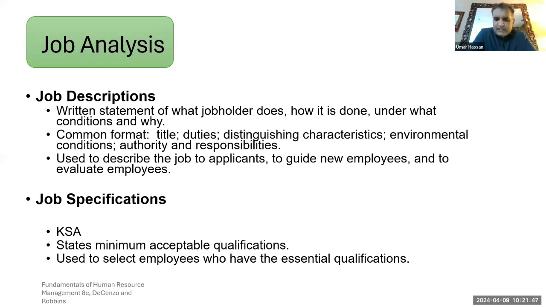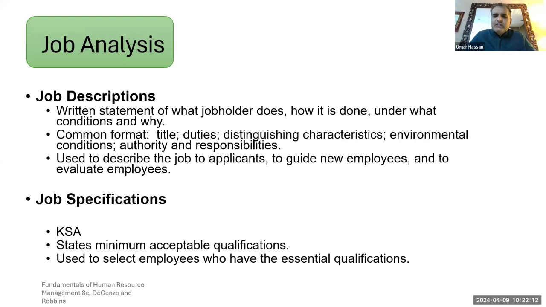So a job description gives a guideline of what is supposed to be done within a job. There is a common format to it. It's not very complicated. It has a title. For example, the title is operational manager. I just thought of it. So this is a job description of an operational manager.